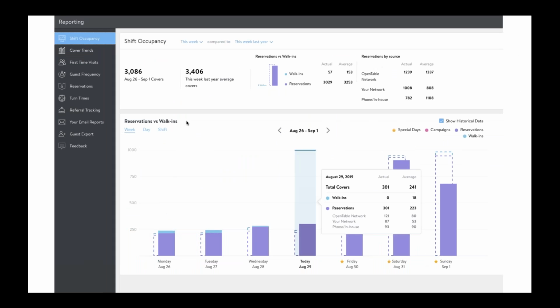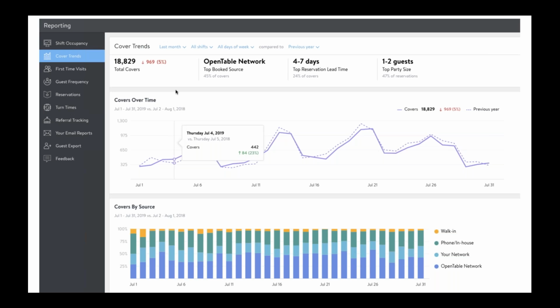Down the road, there's a report at the very end called turn times. That probably requires about a month of data to get an idea of what you are looking for. Shift occupancy is a great way to look at forecasting. Maybe not historical data, but coverage trend, of course, you need a lot more information over a longer term. First-time visits are great, which I'm going to get to right now.